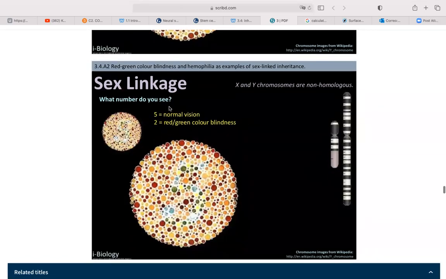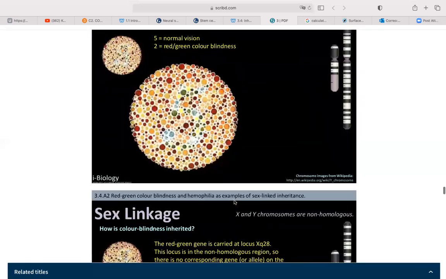Okay, what number do you see? If you see a 5, you have normal vision. If you see a 2, you have red-green color blindness. That is a genetic disease caused by a sex-linked disorder. Okay, I hope all of you see the 5. I know that is very clear.